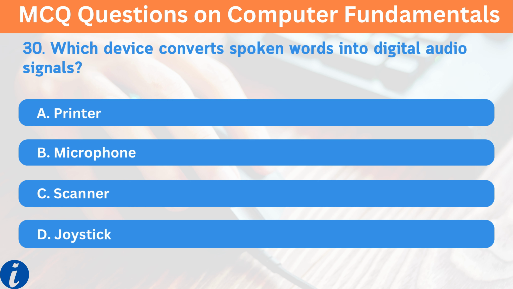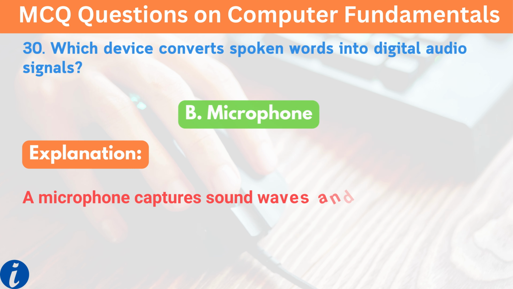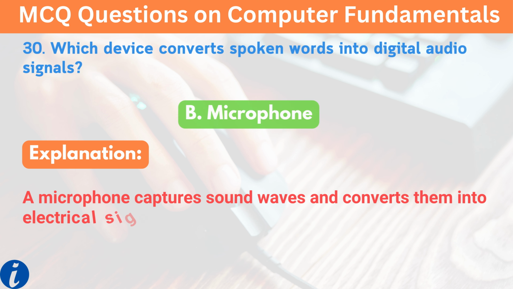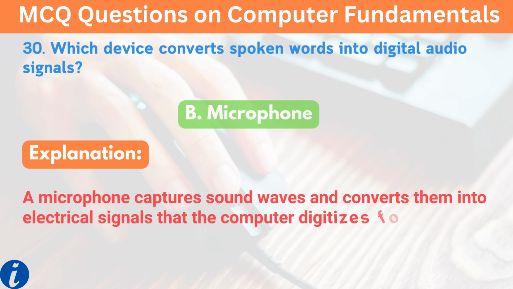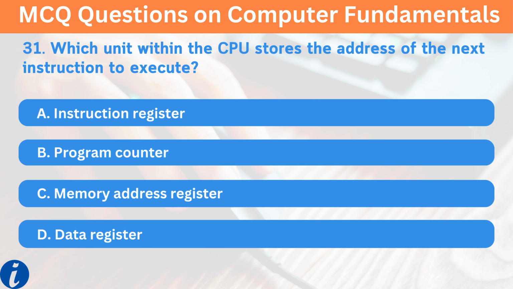30. Which device converts spoken words into digital audio signals? A. Printer. B. Microphone. C. Scanner. D. Joystick. The correct answer is B. Microphone. Explanation: a microphone captures sound waves and converts them into electrical signals that the computer digitizes for processing or storage.